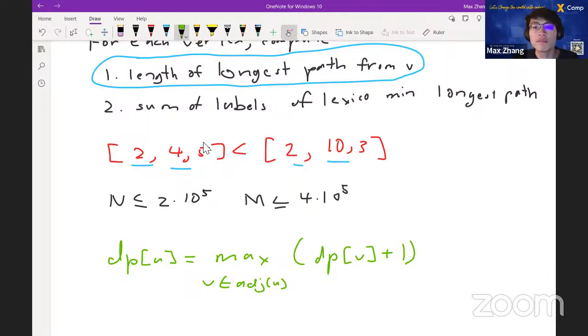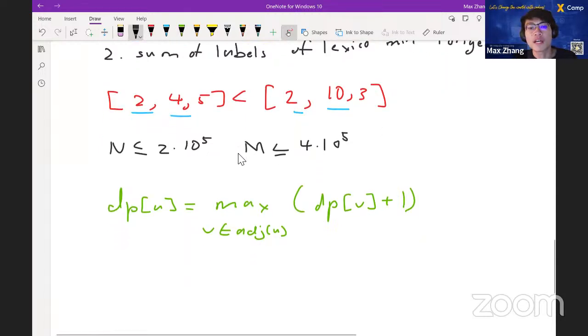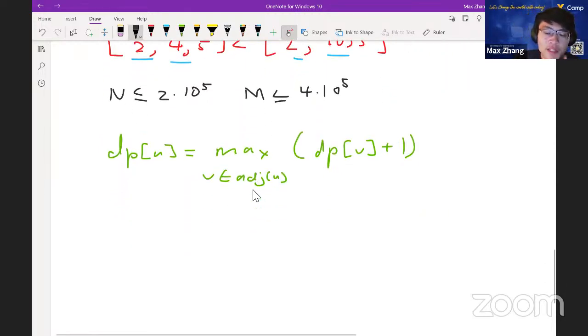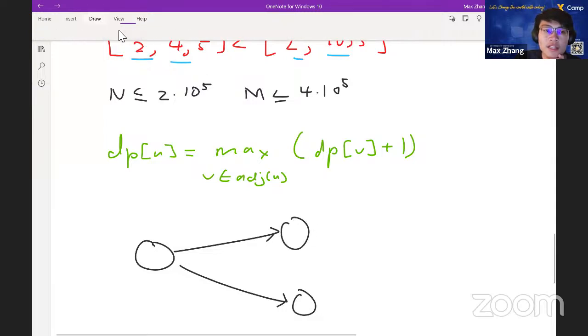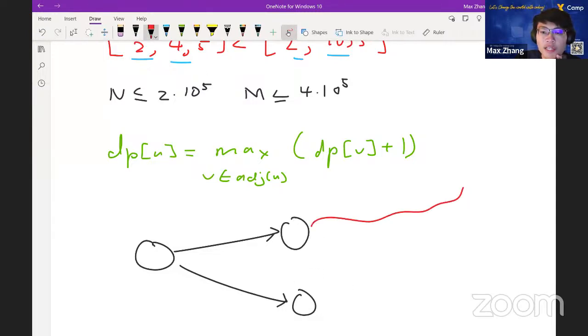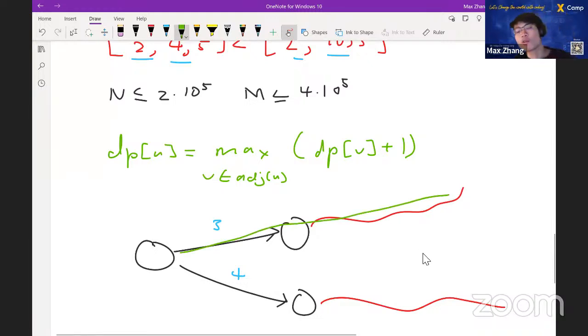So we want the sum of the labels of the lexicographically minimum longest path, and we need this for each vertex. If you think about this for a bit, you will realize that there might be weird cases. For example, this vertex has 2 outgoing edges to 2 other vertices, and let's say both of these are optimal. So from both of these, there are paths of optimal length, and you can choose to go through either of these. One of these has label 3 and one has label 4. Well, then we're done because the one through label 3 is going to be lexicographically smaller. So of course we should take that one.